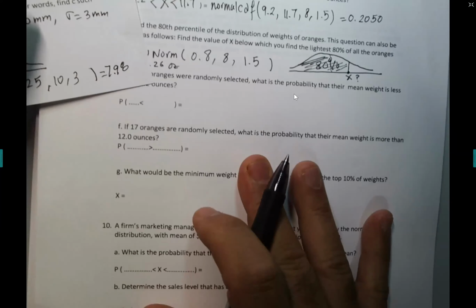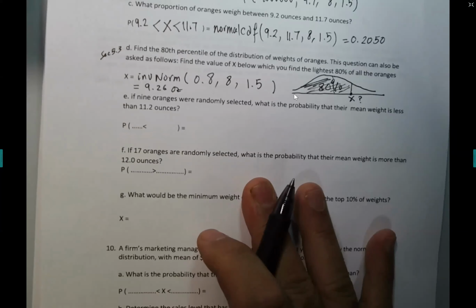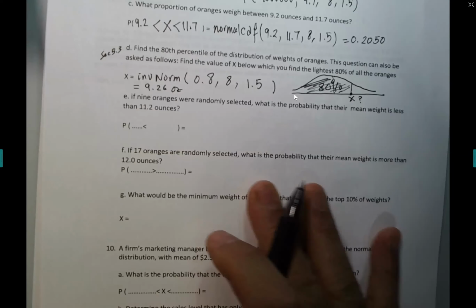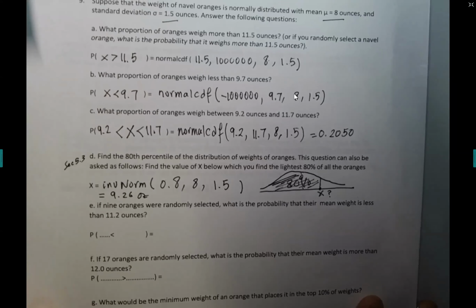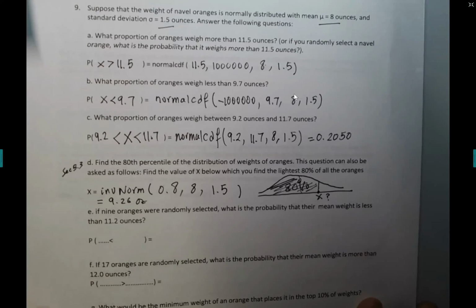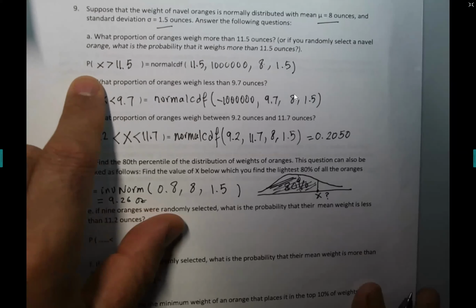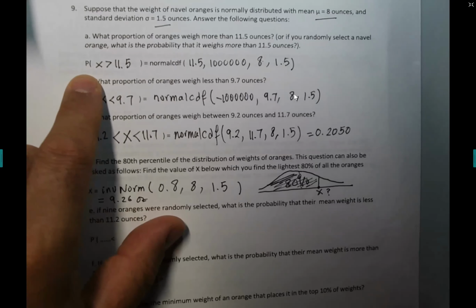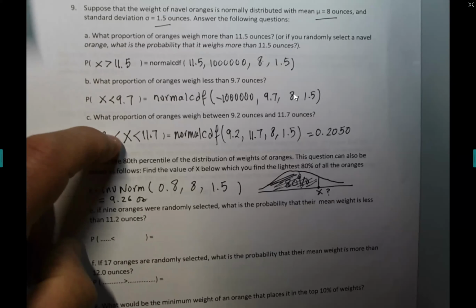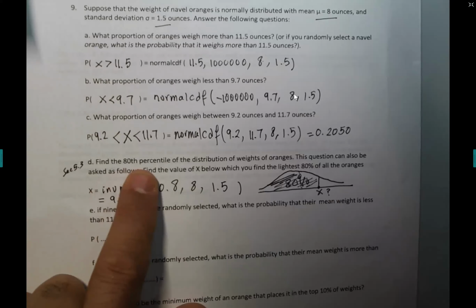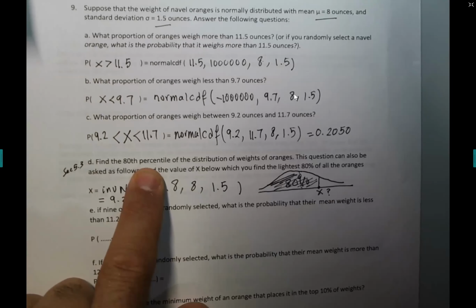Okay, we started with this exercise last time. This is actually, guys, your chapter 5 assignment. I gave you very much the same exercise, but different numbers. I asked you about the probability of X greater than, a probability of X less than, probability of X in between. Find the 80th percentile. The 80th percentile means what's the X value for which 80% of the values are below that one.